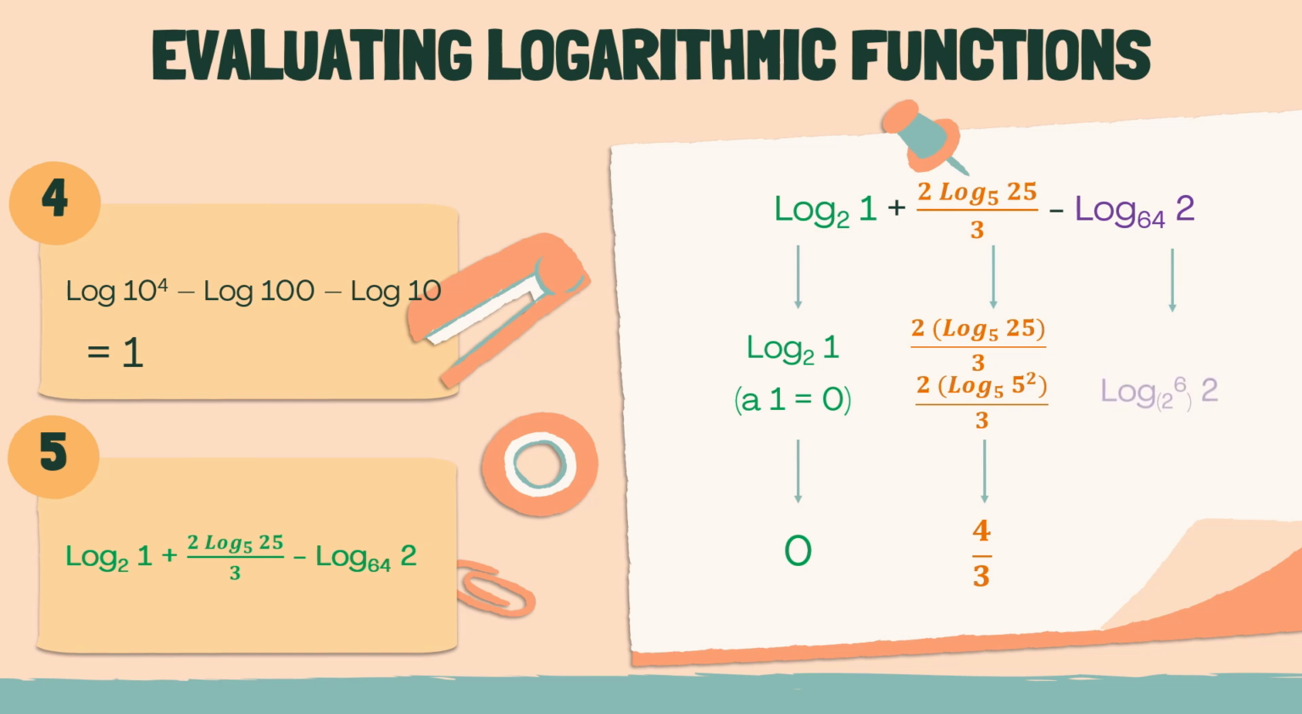And now for log base 64 of 2, we'll be applying the log_(a^x) a = 1/x technique, which will give us 1 over 6, but it is negative due to the operation before it. If 64 was expressed as the base with an exponent, it becomes 2 to the power of 6. It will now become log base 2 to the power of 6 of 2. Adding 0, 4/3, and negative 1 over 6, our final answer will be 7 over 6.